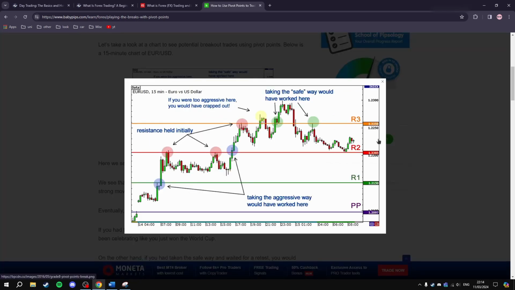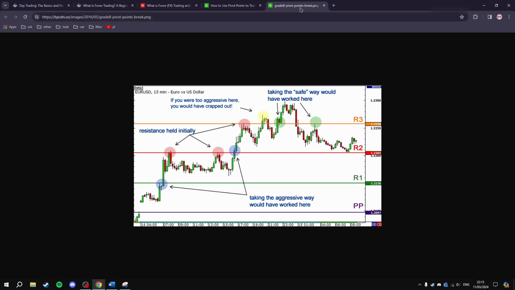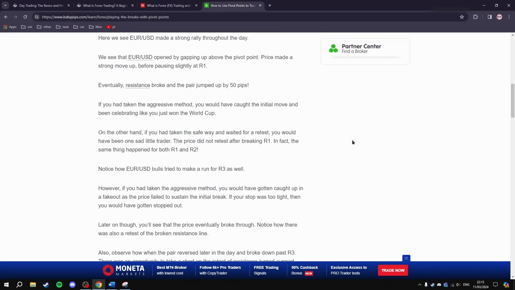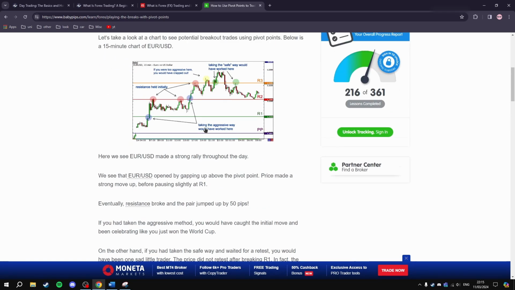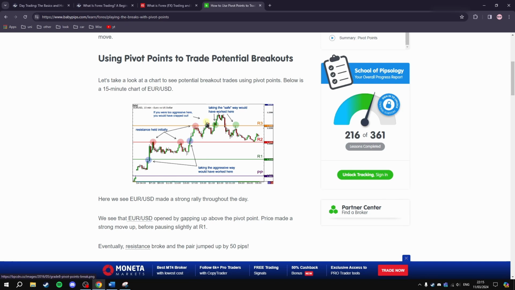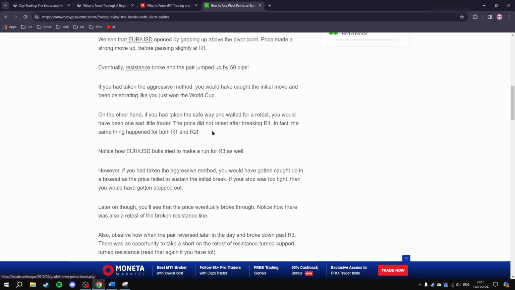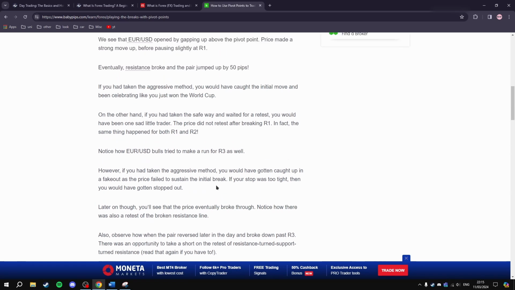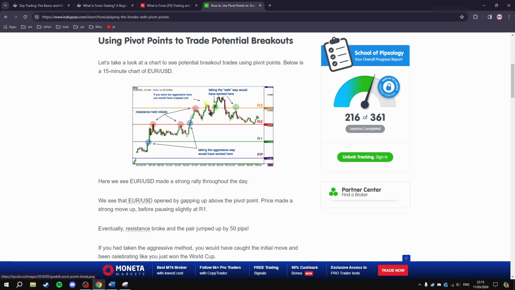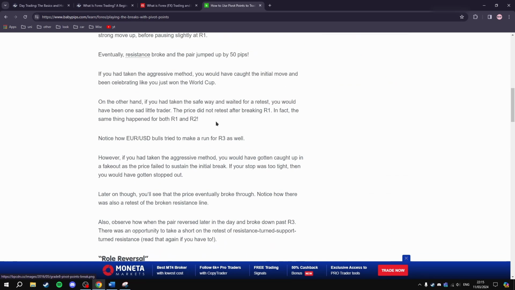Notice how Euro USD bulls tried to make a run for resistance 3 as well, so trying to go up here. However, if you had taken the aggressive method, you would have gotten caught up in a fake out as the price failed to sustain the initial peak, or the initial break. So that bit there, basically, it dropped back down again. If your stop was too tight, then you would have gotten stopped out. So that bit here, if your stop was somewhere around here, then you would have instantly been stopped out because it would go through your stop loss.